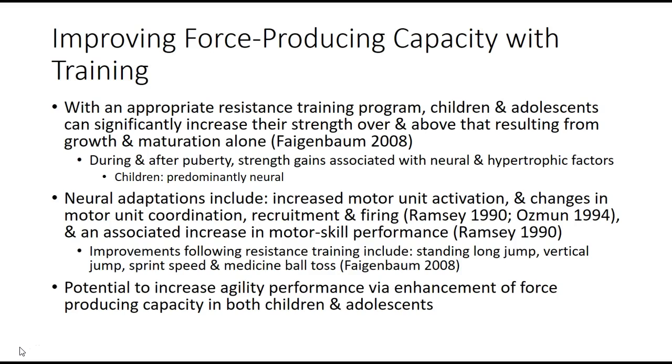Improvements have been recorded in a number of motor performance skills following resistance training, including standing long jump, vertical jump, sprint speed, and medicine ball toss. While no data currently exists as to whether agility can be improved through enhancing a youth athlete's force-producing capacity, the potential neural adaptations, as well as their subsequent effect on motor performance, does suggest the potential to increase agility performance through an enhancement of the force-producing capacity, and that this would exist for both children as well as adolescents.